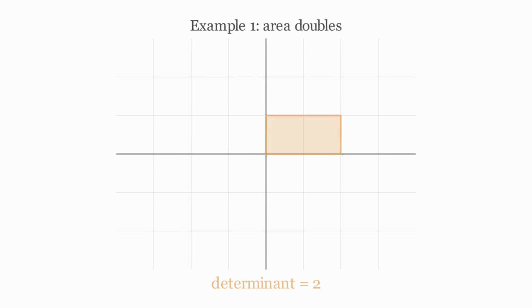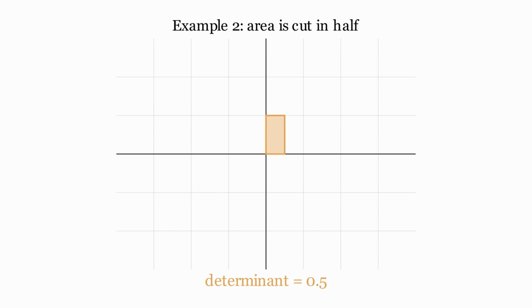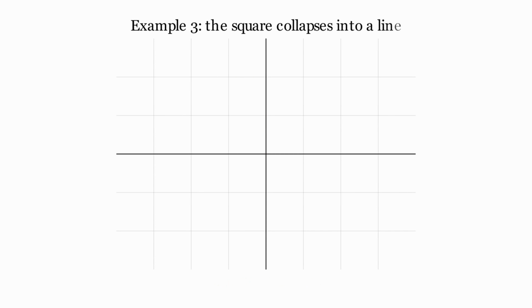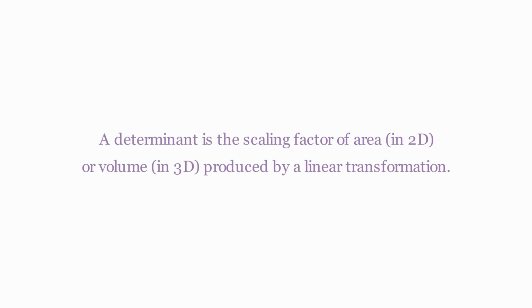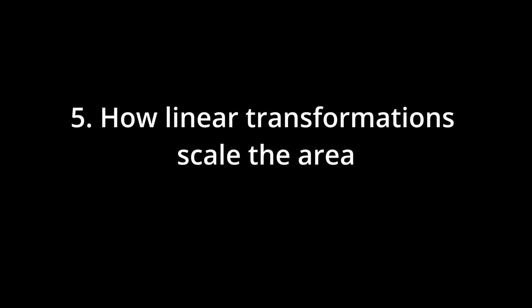If the area doubles, the determinant is 2. If the area is cut in half, the determinant is 0.5. If the square collapses into a line, then the determinant will be 0. In one line, the determinant is the scaling factor of area in 2D or volume in 3D produced by a linear transformation. Now we'll see how a linear transformation scales the area.